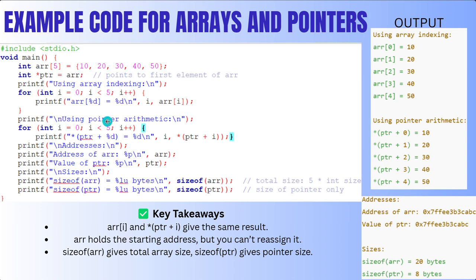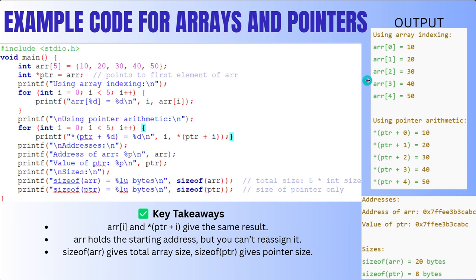Now printing using pointers with arithmetic: for int i equals 0, i less than 5, i plus plus. Using this statement, we are printing the value of i and *(ptr + i). Then we are printing the address of ARR, then we are printing the value, and then we are printing the size using the sizeof operator, which we just went through.